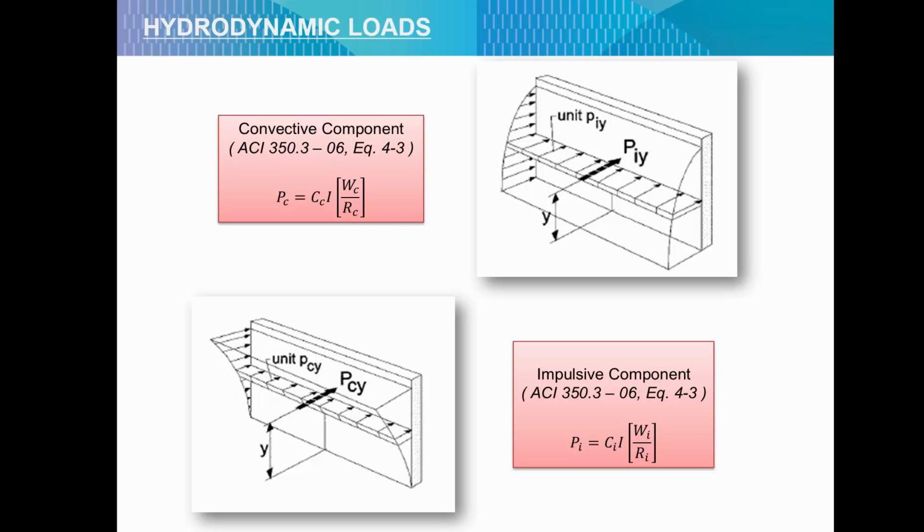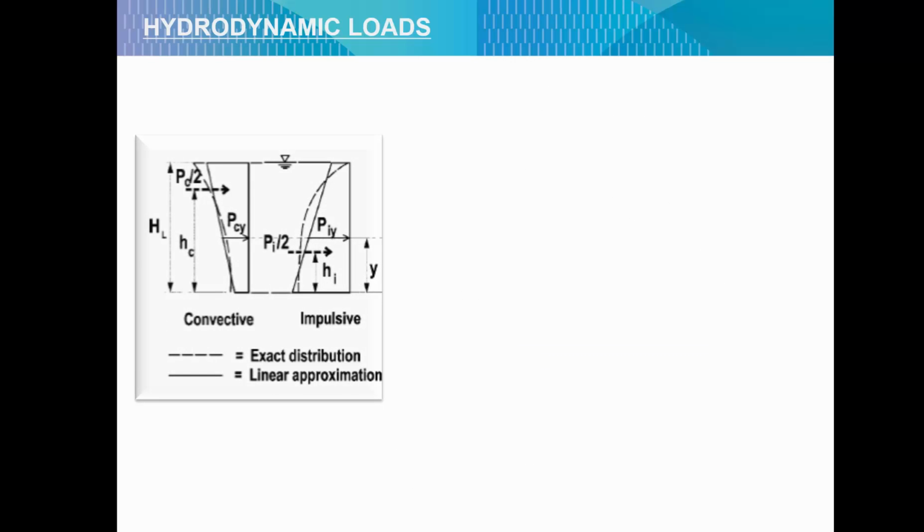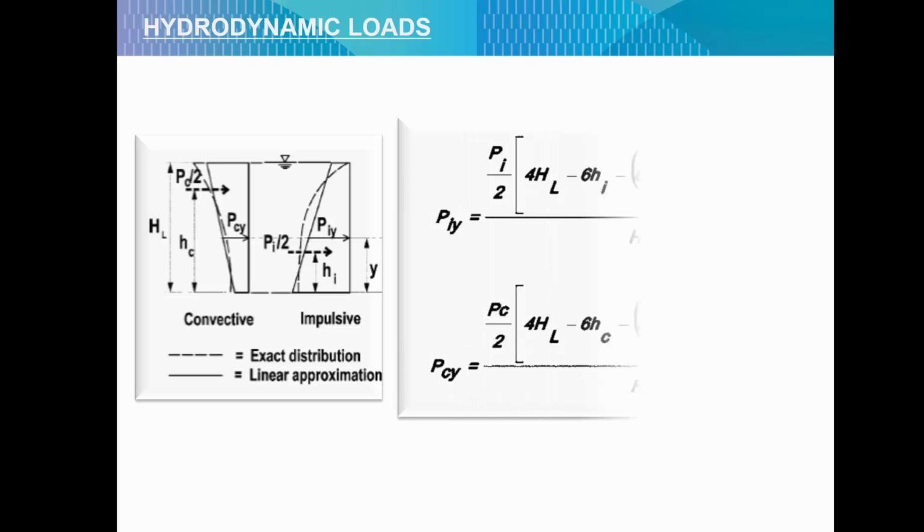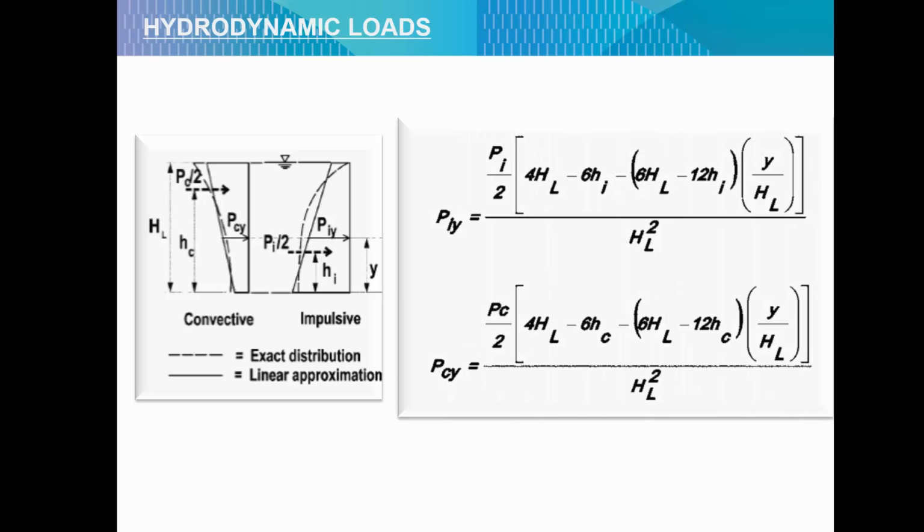in ACI 350.3-06. These hydrodynamic loads can be linearly approximated using the following formulas. So instead of having the exact distribution, which is a curve distribution, you can use this linear approximation.